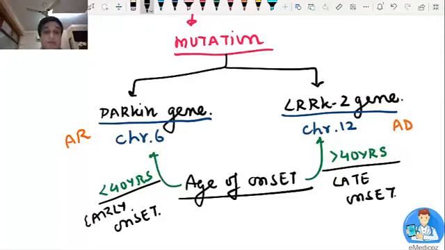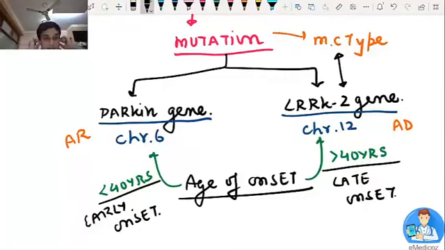So there are two kinds of genetic mutations. Parkin gene: autosomal recessive trait, chromosome 6, presenting at age less than 40. LRRK2 gene mutation: chromosome 12, autosomal dominant trait, and most of the patients are above 40. Now the question has recently been asked on it. What is the most common type of mutation seen? In the genetic tree, in the mutation part, it is the LRRK2 gene mutation. Remember this. LRRK2 gene mutation. Okay.